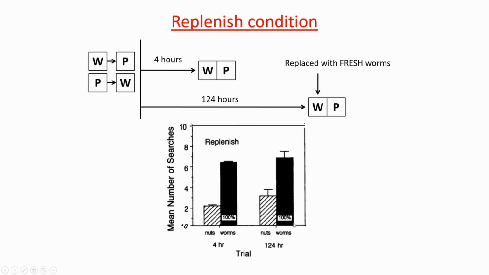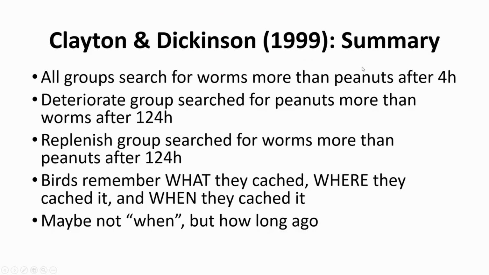And there's another sort of hand-wavy thing that we're going to talk about here, where they wanted to make sure that there wasn't anything else weird going on. And they did an iteration of this where after 4 hours the worms had rotted, but after 124 they hadn't. And the birds then learned to have peanuts after 4 hours and worms after the longer period of time. So they're learning that timing, not just some weird association with worms and time. So, a phenomenal experiment that helps illustrate that these birds know what, where, when for these worms, or for this setup.